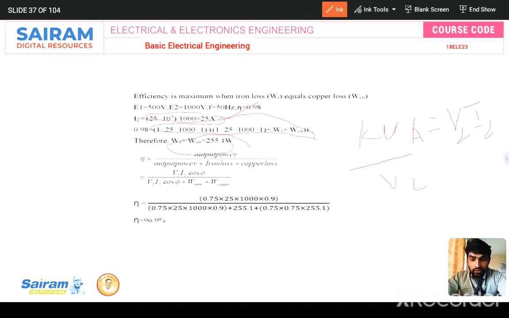255.1 watts. Efficiency is output power divided by output power plus iron loss plus copper loss. Finally, V2 I2 cos phi divided by V2 I2 cos phi plus iron loss plus copper loss, just substitute. Finally, the efficiency of the transformer we got is 96.9%. Use the calculator properly and put the brackets properly, then only you will get a perfect answer.